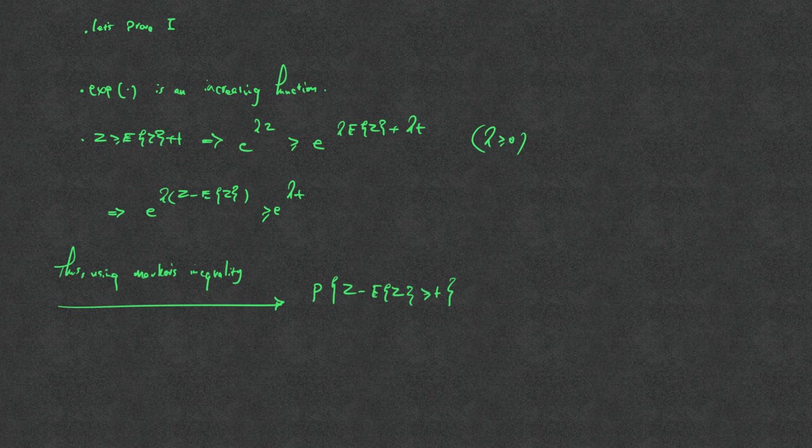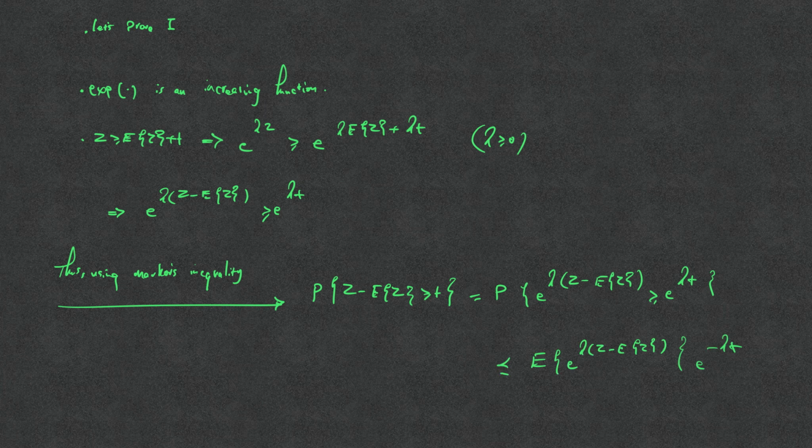Now you can use Markov's inequality on this. So you have the probability of Z minus EZ being larger than or equal to t, and this event is the same as this event. Now you can use the Markov inequality like this. You would divide it by this, which means multiplying it by e to the minus lambda t instead of positive. And here would be the expected value of e to the lambda (Z minus EZ).